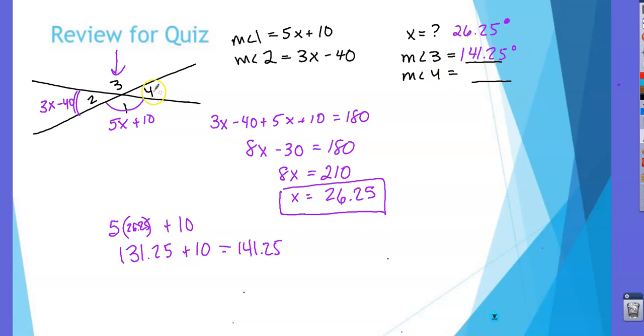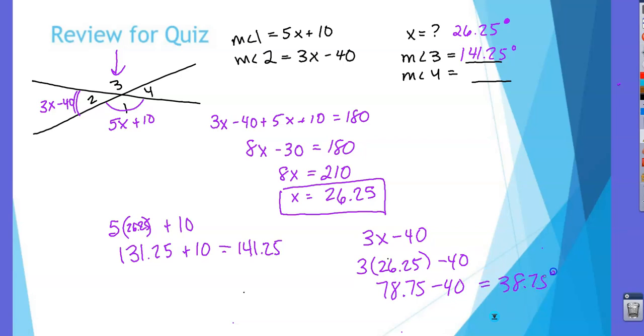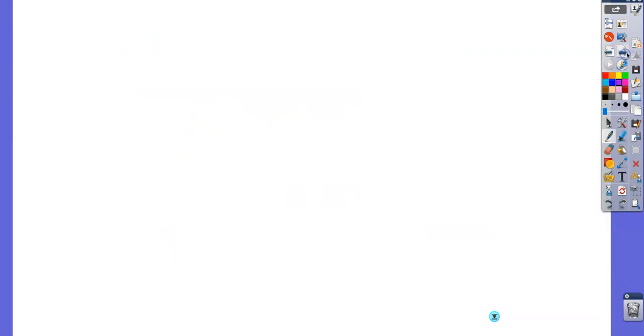Angle 4 we don't have marked, but we know it's the same as 2. So I'm going to use 3x minus 40 to solve for that. I'm going to plug in my x value, and then grab my calculator and take 3 times 26.25, which is 78.75, and minus 40. So I get 38.75. On the quiz, I'll probably make them a little nicer so they're not quite such nasty decimals, but you could have them, so that's good to know. In that case, I ended up having to use the supplementary relationship, right? Okay, let's do another one.